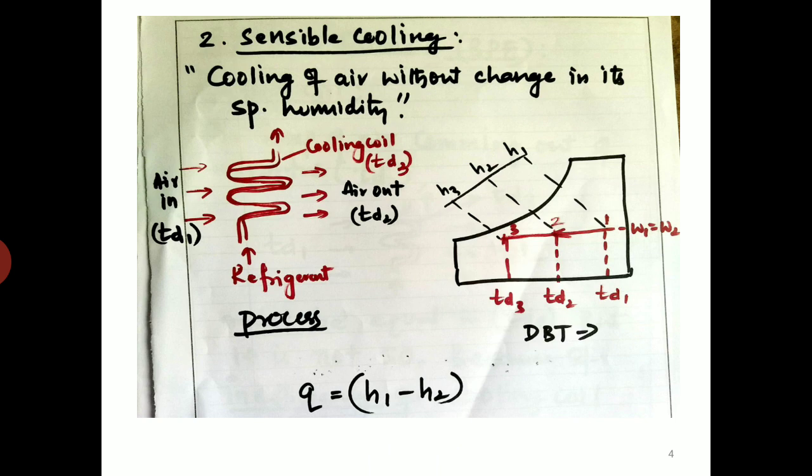Okay, so TD1 will be the highest temperature. From TD1 to TD3, the temperature has to be reduced. Suppose it is 45 degrees Celsius or 42 degrees Celsius, that temperature has to be reduced to 22 degrees Celsius, which is normally the cooling temperature we have to obtain. Up to that temperature we can obtain. That is what the cooling process talks about. It means the dry bulb temperature goes on reducing, which is called sensible cooling. So the heat removed will be H1 minus H2.